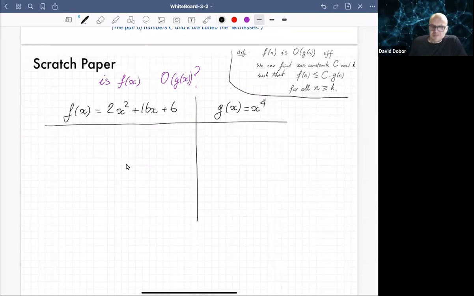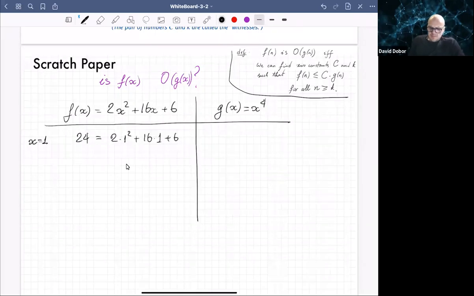After this example, let's draw graphs, but this one time let's do it in a table. What happens when x is 1? On this side, I have 2 times 1 squared plus 16 times 1 plus 6. This is going to be 24. On this side, I have 1 to the 4th, which is 1. It's not the case that this holds. 1 is not greater than or equal to 24.